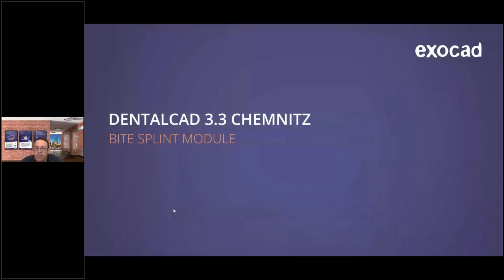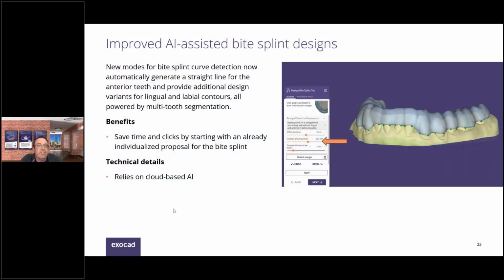Bite splint module. In the previous version, 3.2 LFCNA, we implemented using the tooth segmentation tool for bite splint, so we can automatically mark the perimeter margin of the bite splint. Now in this version, we take that a step further and add some more tools and options in that dialog to help customize the shape of the bite splint and accommodate more situations, just to automate some more scenarios that you might need to design a splint for.